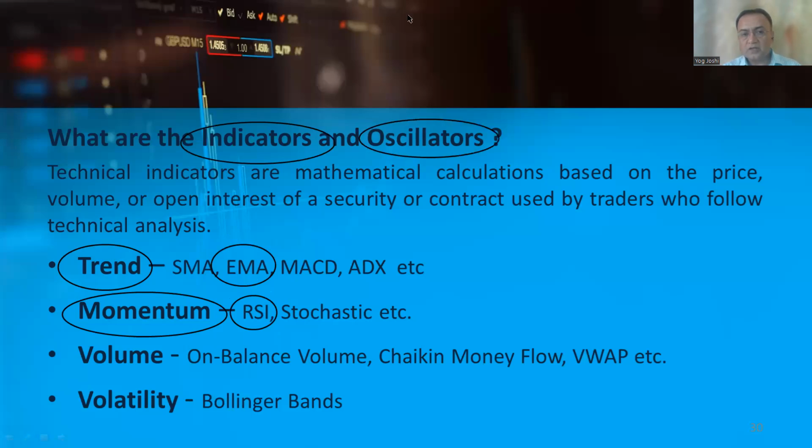What is the difference between indicator and oscillator? If we apply a particular indicator on the chart, so that it is plotted on the chart, it is known as an indicator. Like moving average is an indicator.